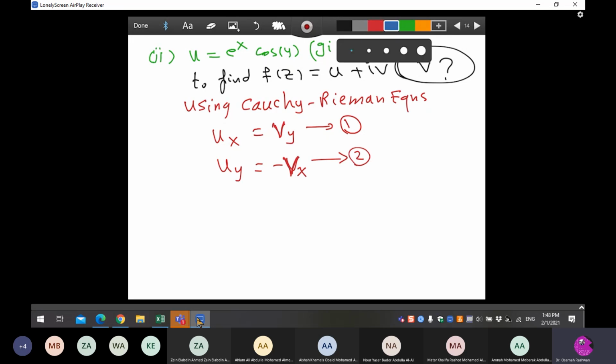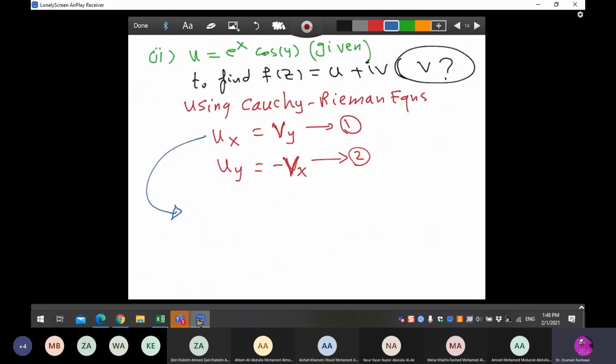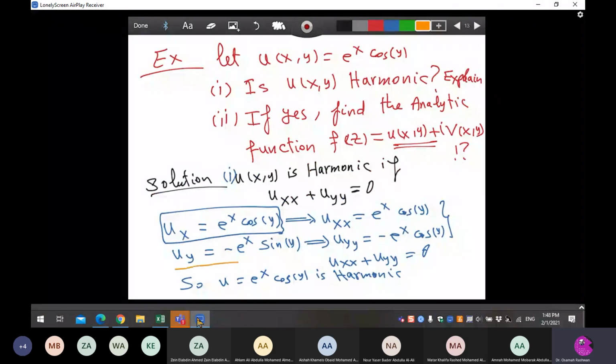Now let's start. What is Ux? You just differentiate here. It is e to the x cosine y, so Ux equals e to the x cosine y, because I don't know anything about y. This is number one. What is my Uy? It is minus e to the x sine y.